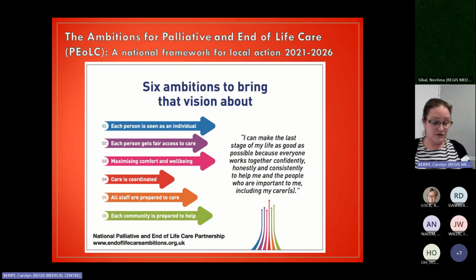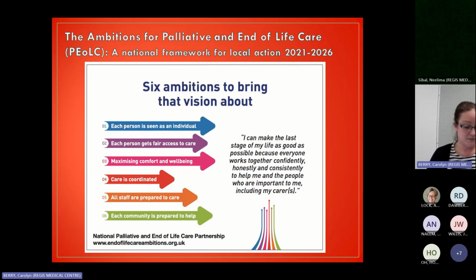So this document was developed and published by the National Palliative and End-of-Life Partnership, and that included a multitude of interested organisations such as Age UK, Marie Curie, the Association for Palliative Medicine, the National Bereavement Alliance, the Patients Association, and many others. There's a whole list of them. So they all contributed to developing this document.